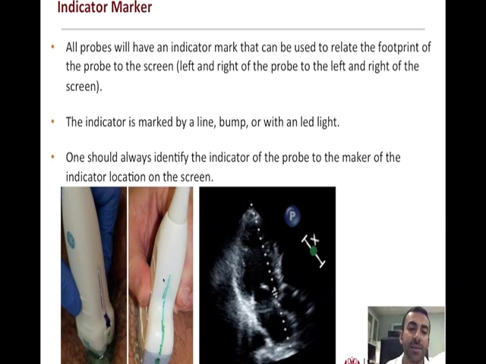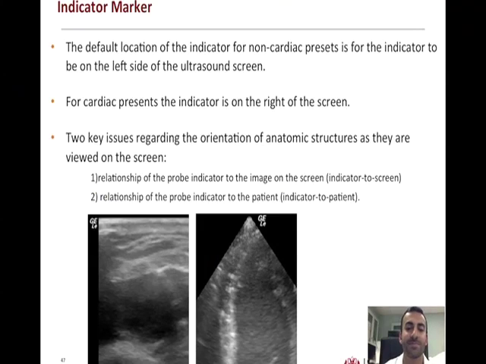Important to realize that these indicator markers can be identified by a light, shown here, or it can be just a long line or a bump. Nonetheless, there should always be a marker on the ultrasound probe, the indicator side, that matches to the indicator on the ultrasound screen. It's always important, as we mentioned, to always get that reference of where the indicator is on the probe and where that indicator is on the screen.